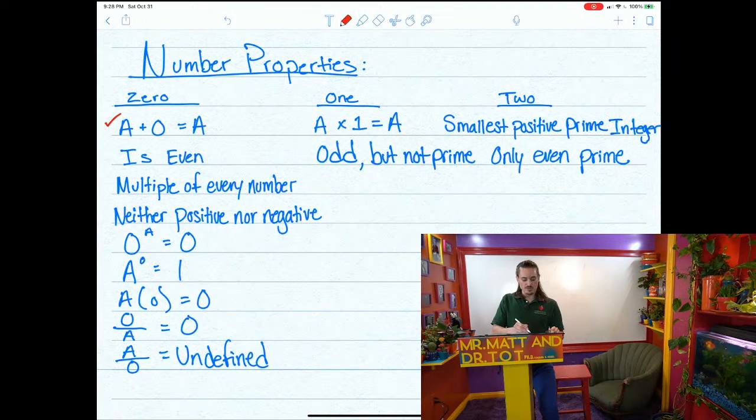Also remember, 0 is an even integer, so it's neither positive nor negative, but it is even. 0 is a multiple of every number, so any number times 0 is 0. Therefore, it is a multiple. 0 is a multiple of every number. Like I said before, 0 is neither positive nor negative. That's because positivity and negativity are defined in terms of 0.